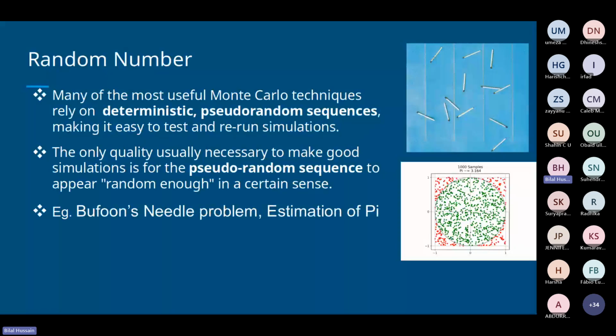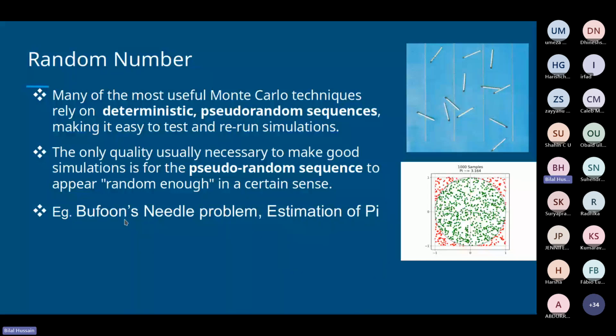We know that a true random number generator is very difficult to get. So we have to rely on pseudo random number generators, or sequences of random numbers which seem to be random. It means there should be a pseudo random sequence that appears random enough. It means that for as long as we are running it, the numbers should not repeat again and again. That's what we mean by random enough.